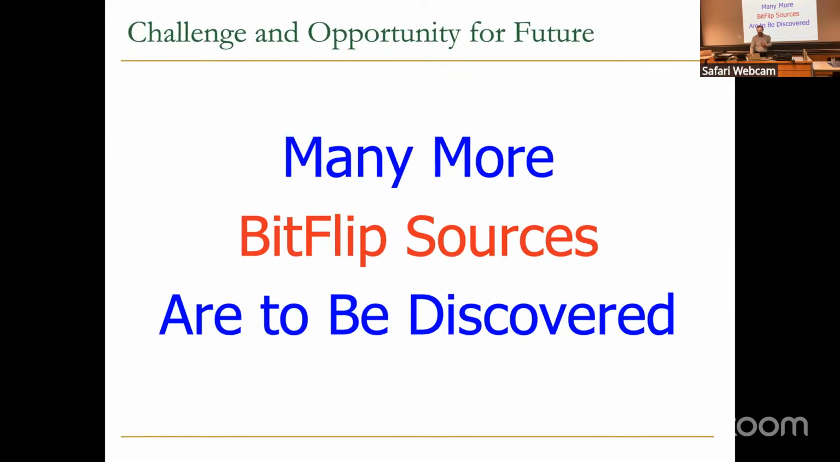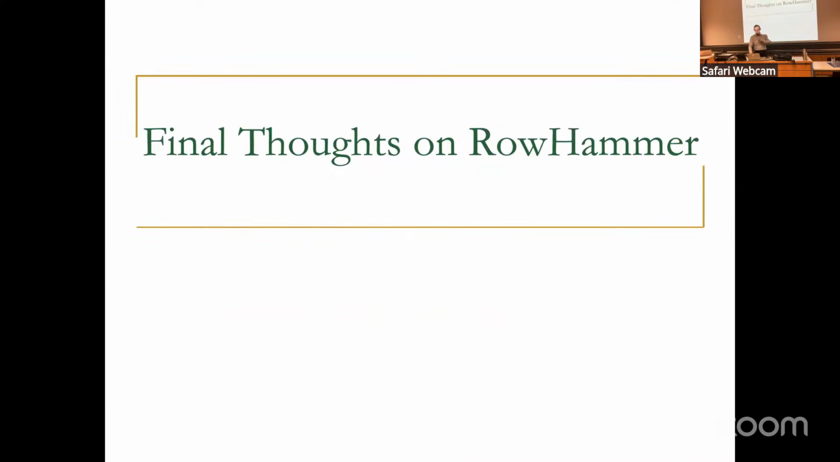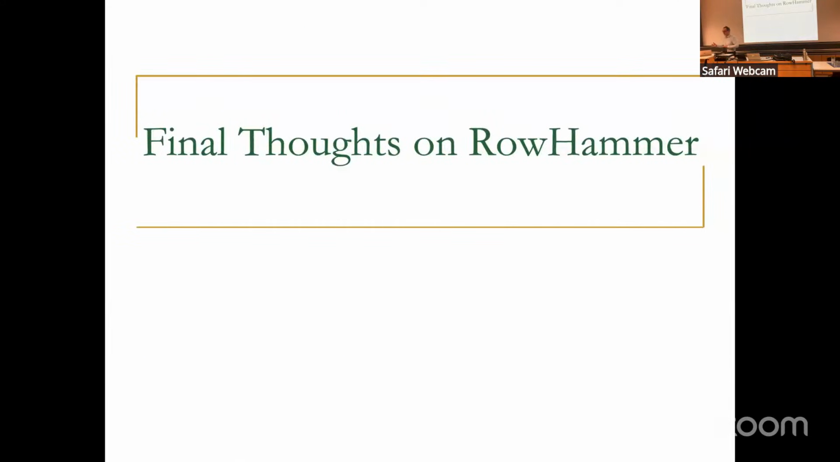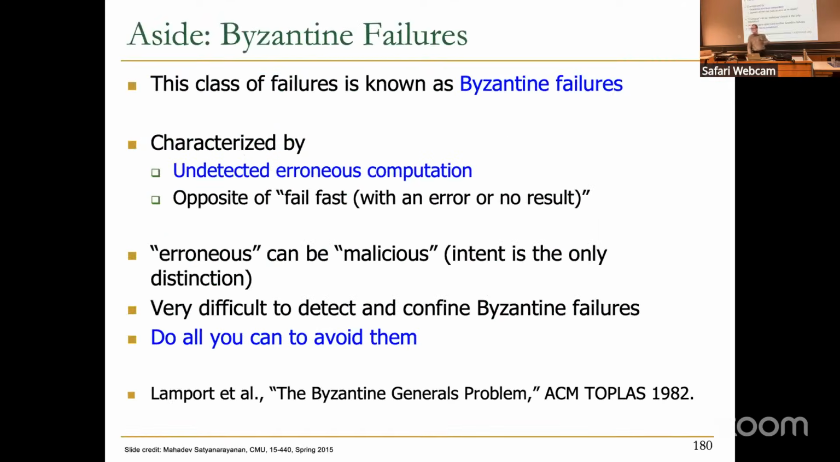So many more bit flip sources are to be discovered, which is fascinating. Let me give you some final thoughts, and then we're going to finish, because RowHammer is actually very interesting from many perspectives, security certainly, but also building dependable systems. When we first discovered RowHammer, I talked to some very smart colleagues that I had at Carnegie Mellon. One of them was Satya. He did a lot of work on AFS and file systems, distributed systems in the past. And he immediately took my paper and adopted it in his distributed systems class, which is very nice.